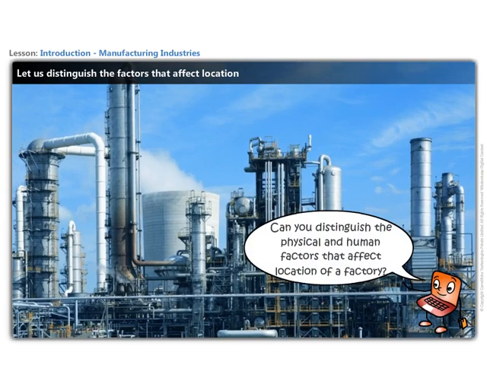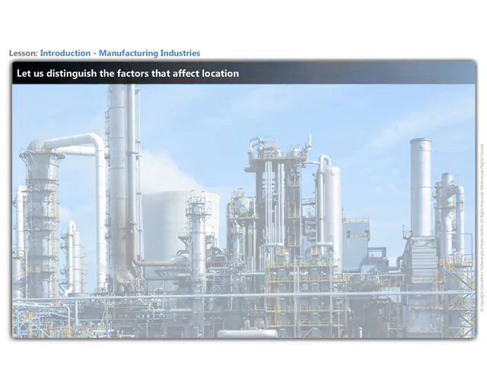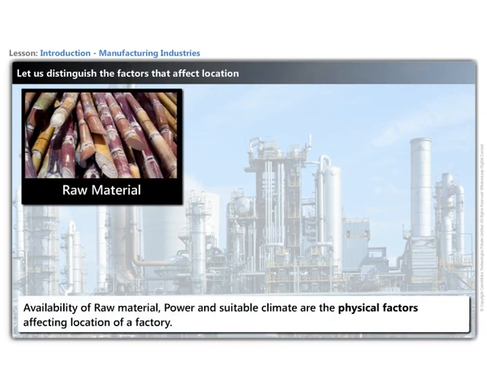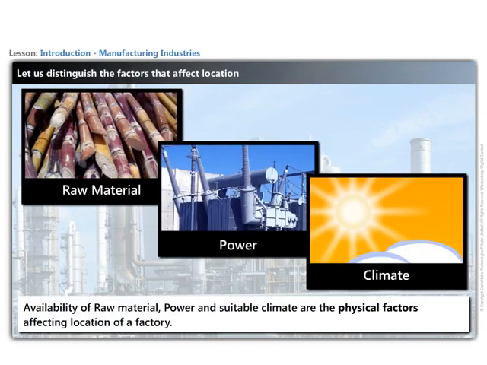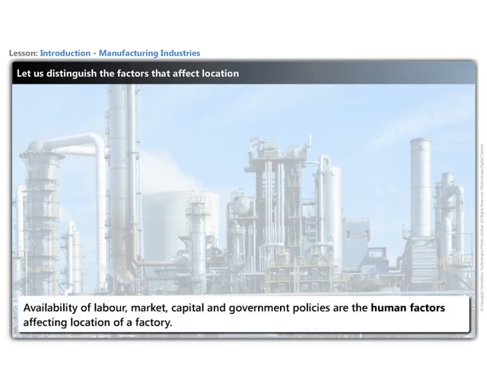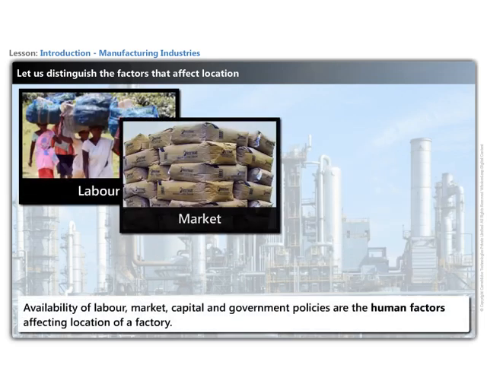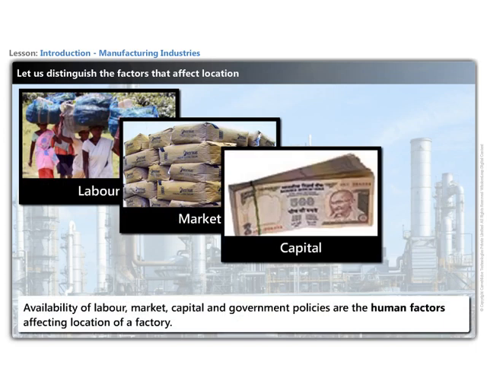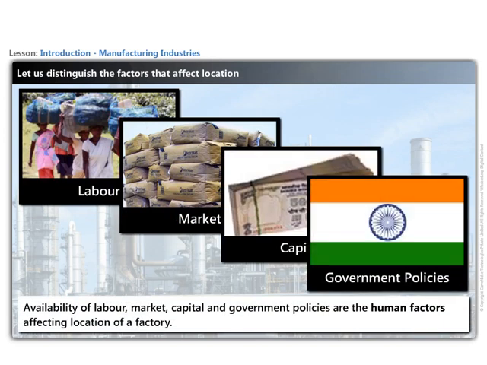Can you distinguish the physical and human factors that affect location of a factory? Availability of raw material, power and suitable climate are the physical factors affecting location of a factory. Availability of labor, market, capital and government policies are the human factors affecting location of a factory.